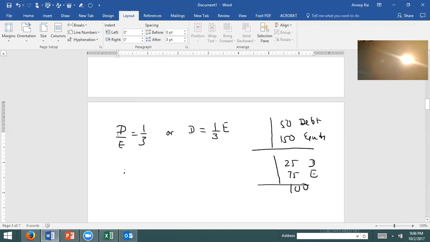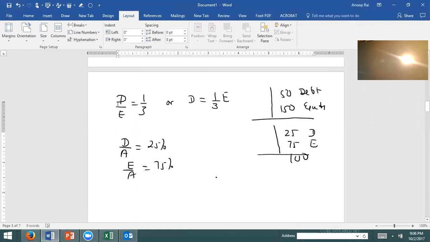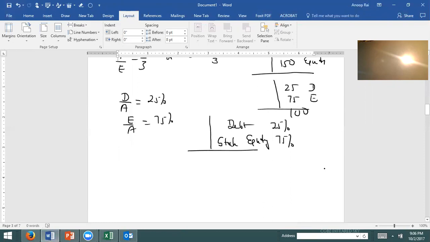So remember, we want the debt percentage as total assets, so that's 25%. And equity over assets is 75%. So in other words, this company borrows as such: equity is 75%, and debt is 25%. So now it's a straightforward way to do it.